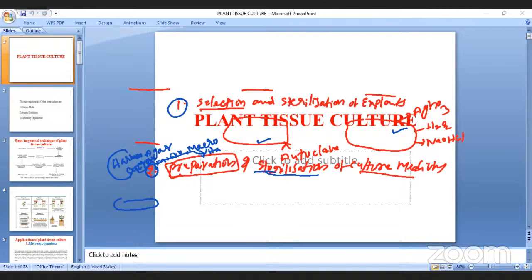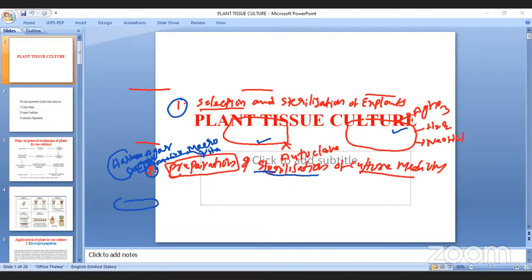So in the first step, a suitable explant is selected and then excised from the donor plant, and the explant is then sterilized using disinfectants. And the next one, preparation and sterilization of culture media. A suitable culture medium is prepared with special attention to the objectives of the culture and the type of explant to be cultured. The prepared culture medium is transferred into sterilized vessels. Already the vessels are also sterilized here, then sterilized in the autoclave.